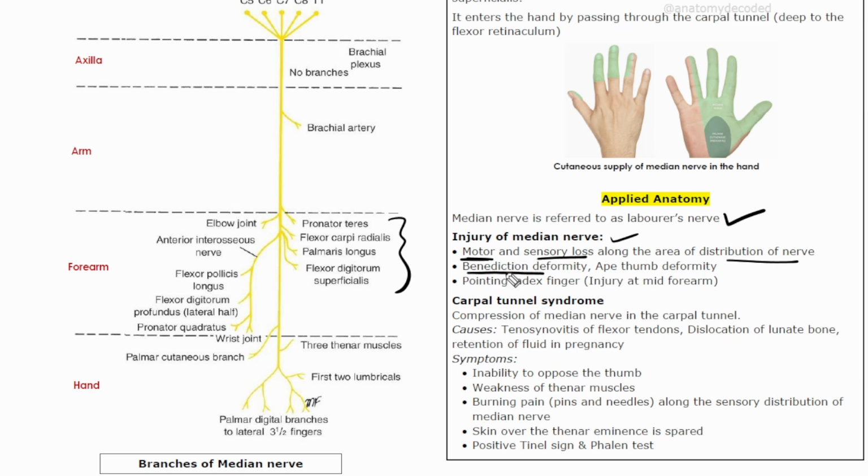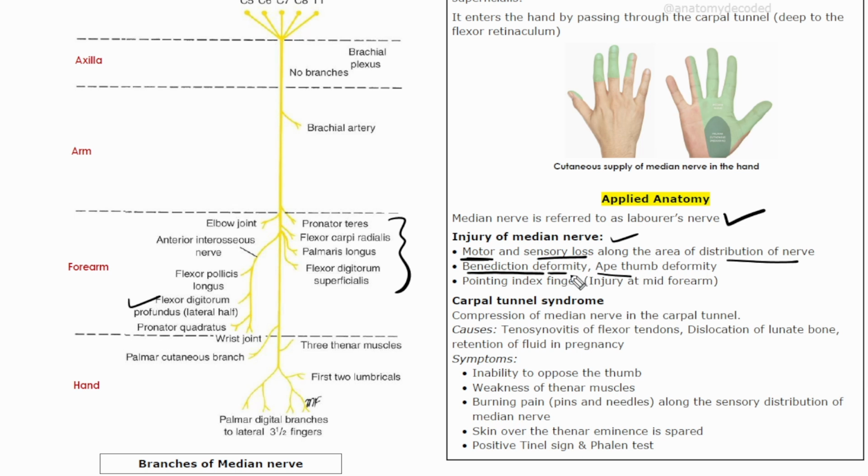When the person tries to make a fist, the index finger and the middle finger are not flexed. Why? Because the lateral half of flexor digitorum profundus is supplied by the median nerve that is responsible for its flexion. Okay, so injury to the median nerve keeps these two fingers extended, index finger and the middle finger. Okay, so that position is referred to as benediction deformity.